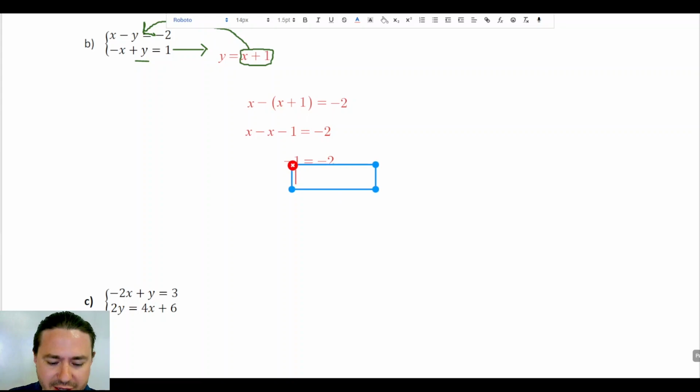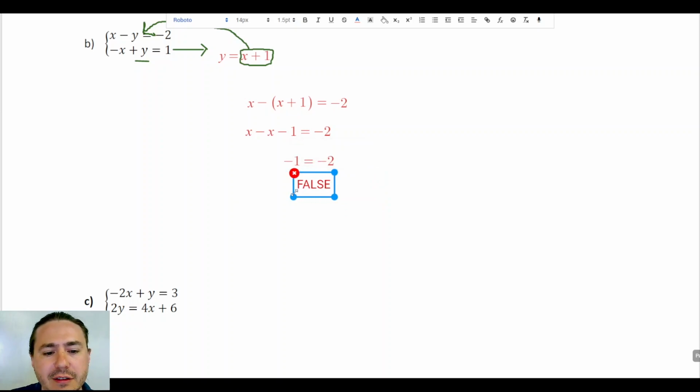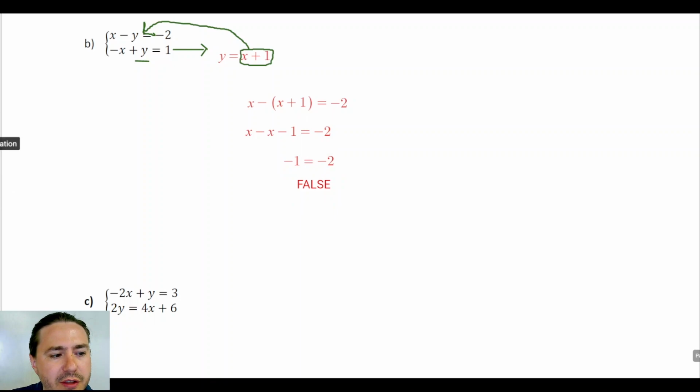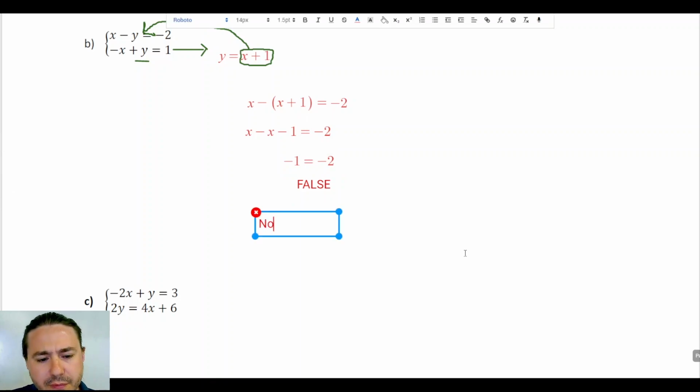And so what we discussed in the notes here is that when you get a false statement like this, whenever all the variables cancel out, you get a false equation, so this would actually not be true. You say there's no solution. So basically, that means there's going to be no coordinate where these two cross. The only way for that to happen is if they're parallel. So if you have two parallel lines, you're not going to have a point of intersection, so we say there's just no solution.